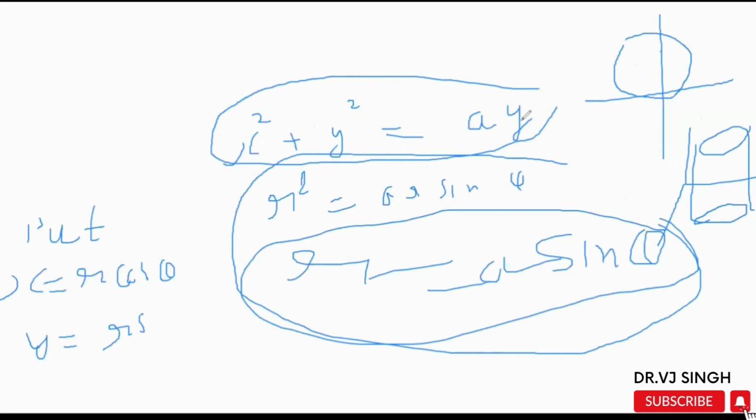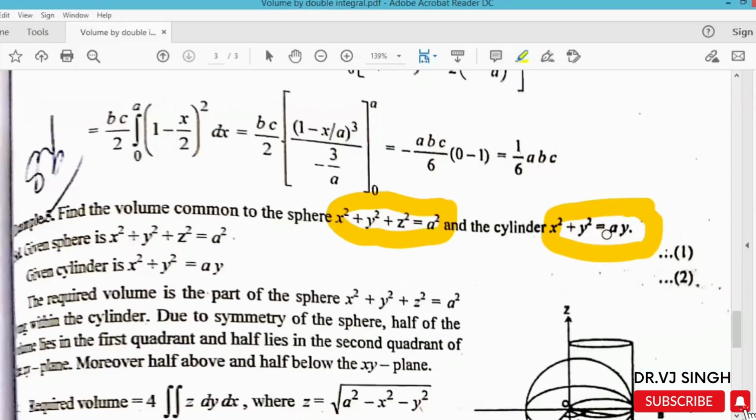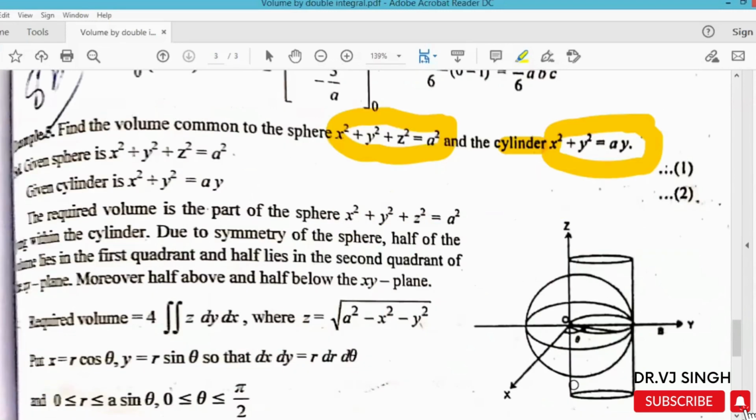By completing the square we can also prove this is a circle. I solved it by changing into polar coordinates. This is the equation of a circle, r equal to a sin theta. And the equation of a circle in three dimensions is a cylinder. So one sphere is given and one cylinder, roughly. It is a vertical cylinder. If x square plus y square equal to ax is given, then it is a horizontal cylinder. But here a vertical cylinder is given like this.